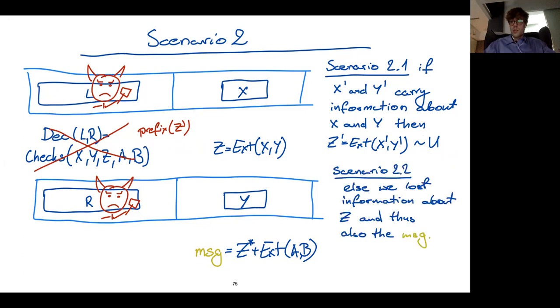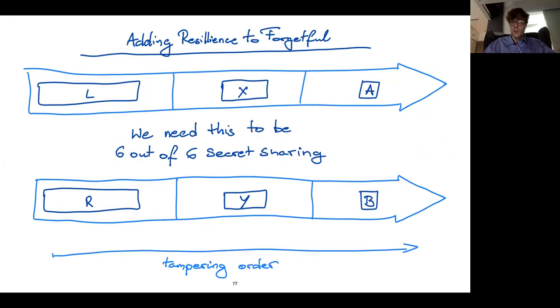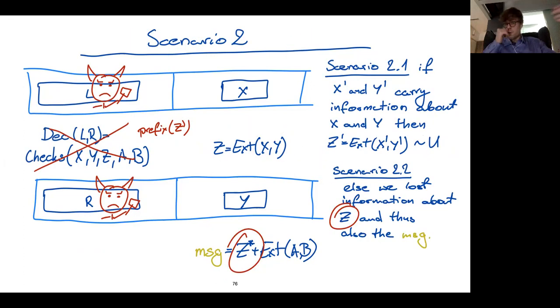Okay, what's the scenario 2? The scenario 2 is that X prime and Y prime did not carry enough information about X and Y. But then they don't carry enough information about Z. And thus, we don't know what Z star is. If we don't know Z star, we don't know the message, right? So that kind of concludes the overview of look-ahead tampering.